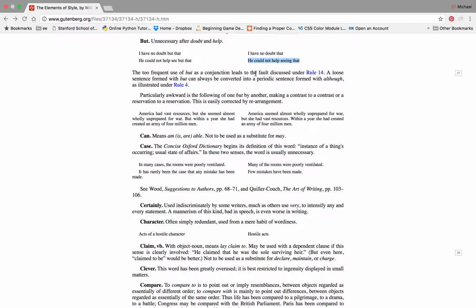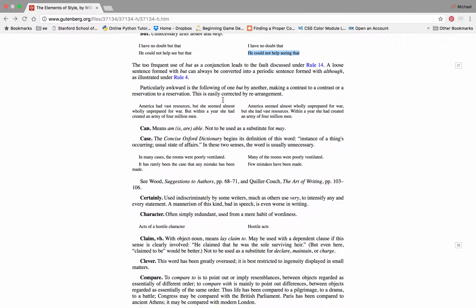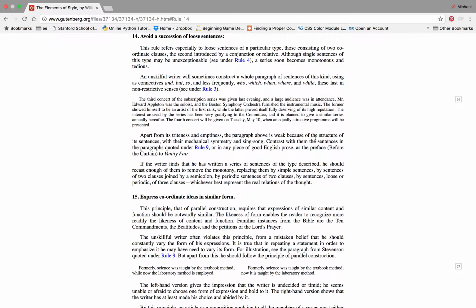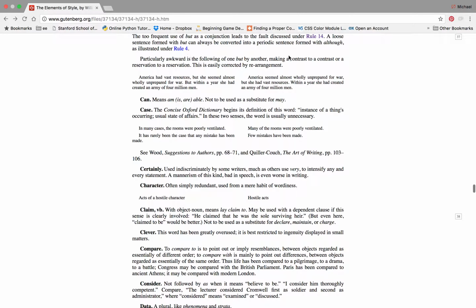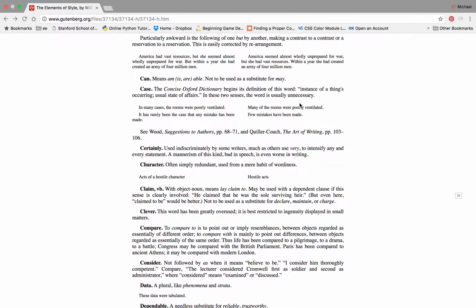"He cannot help seeing that blank." So these are extraneous. The too frequent use of "but" as a conjunction leads to the fault discussed under Rule 14. Let's check out Rule 14: avoid a succession of loose sentences. We talked about that in a previous video. Particularly awkward is the following of one "but" by another, making a contrast to a contrast or a reservation to a reservation. This is easily corrected by rearrangement.